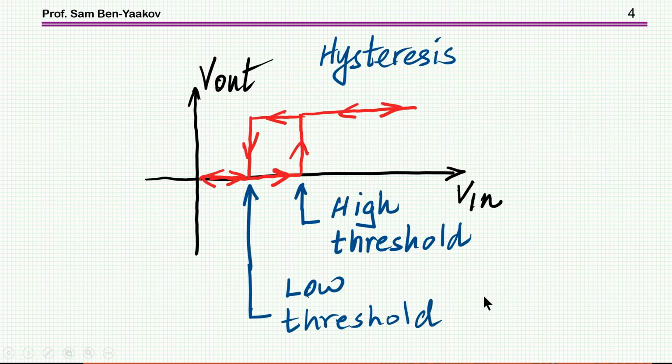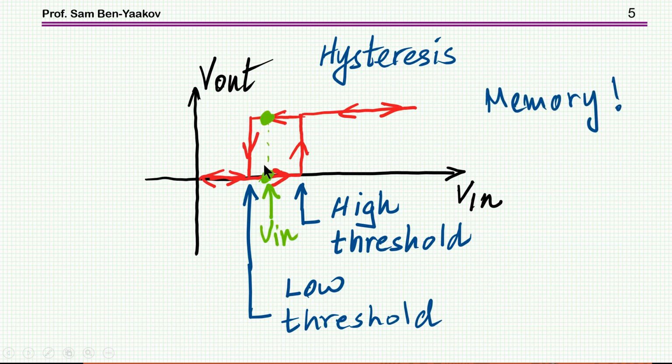Now we can look at it in a different way. If this is the V-in axis and this is V-out, if we move from a low level of V-in to a higher level, as we hit the high threshold, we jump to a change in the output. However, in order to go back, we have to go all the way to the low threshold, and then we are going to have the change back to the low level of the output.